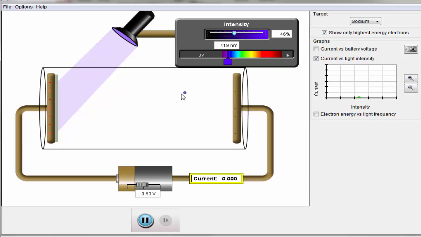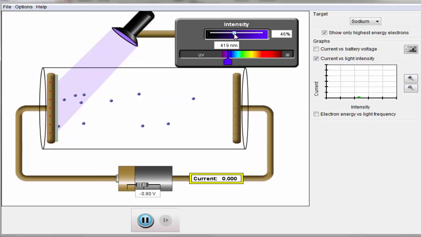Now see how much energy that electron gets? It shoots way over here. And again, not very many of them are coming out, but the ones that are coming way, way, way far away from that plate. They're coming out with much more energy.